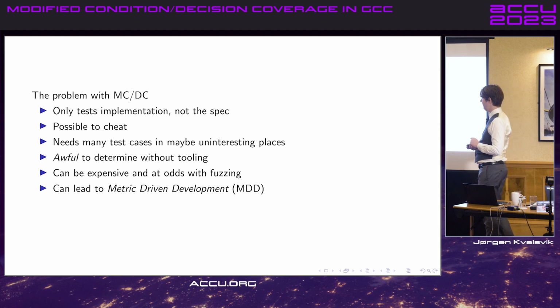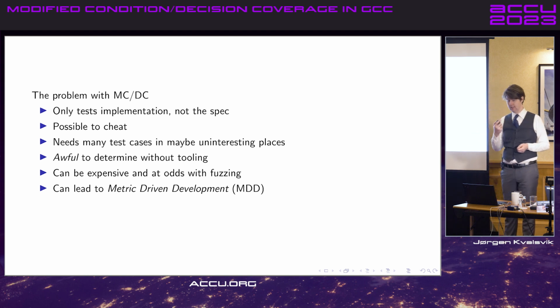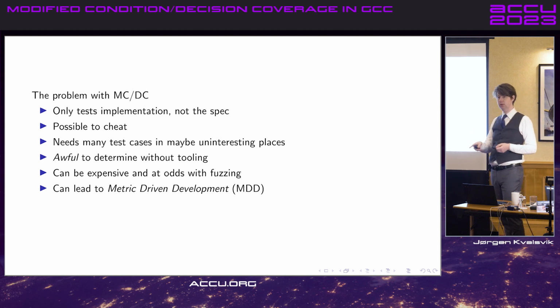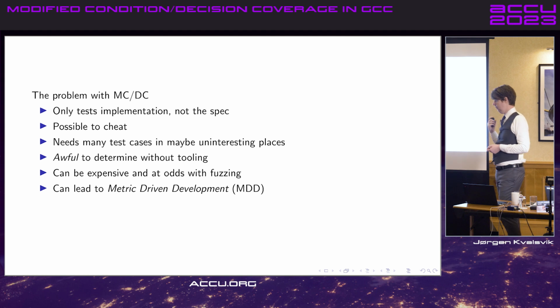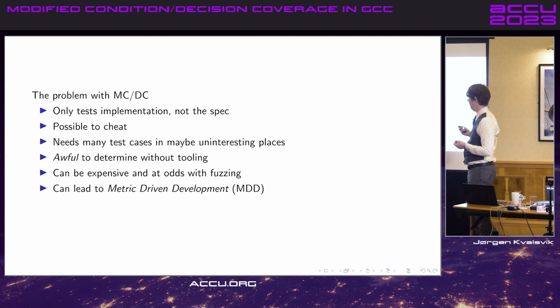It can be very expensive in engineering time because you need to write all these tests, and especially deep into functions, it can be difficult to synthesize the right input in order to get there. And it can also be at odds with fuzzing. And what I think is the most damning is that it can lead to what I call metric-driven development. It's where you primarily design your program around satisfying the metric and not writing a good program.